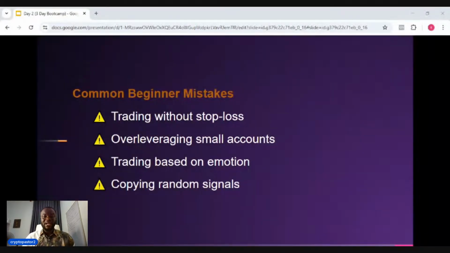And don't just copy random signals. You must understand why you are going into a trade, why you are taking a signal. So even to my members, I said if I post a trade, I expect you all to ask me questions, like, "Oh, Professor, what did you see in the trade and why did you take it?" And I will explain to you.